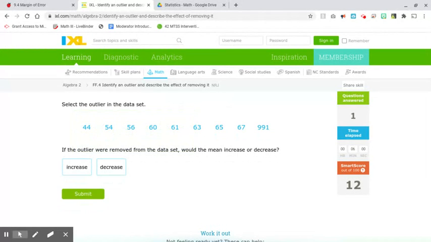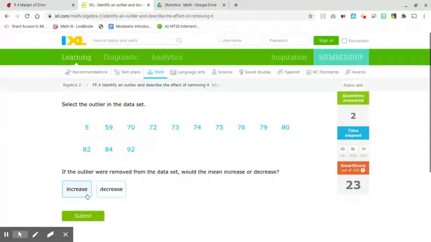Now, if our outlier is a really big number, in this one, obviously the outlier has to be 991. It's a huge number. All the other ones are 2 digits. Let's say that you made all low grades in class and then somehow on one assignment you got 100. If I removed that 100, what would that do? That would decrease your average. So anytime you take a high outlier and you get rid of it, your average then decreases. So that's what we're looking at today.